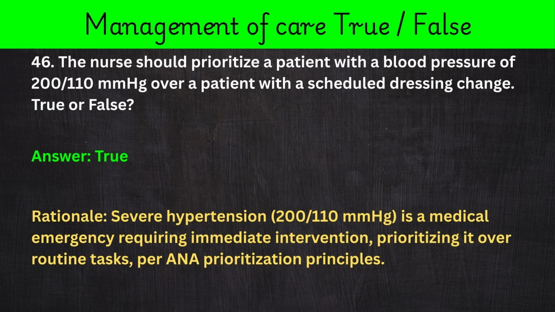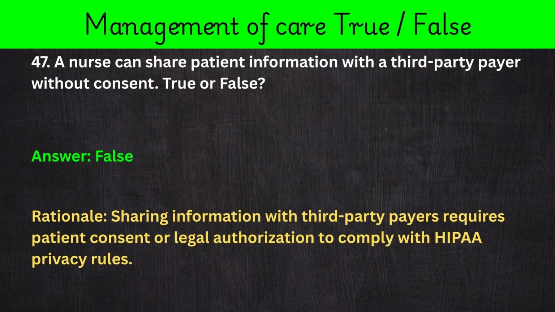scheduled dressing change. True or false? Answer: true. Rationale: severe hypertension, 200/110 mmHg, is a medical emergency requiring immediate intervention, prioritizing it over routine tasks per ANA prioritization principles. 47. A nurse can share patient information with a third-party payer without consent.